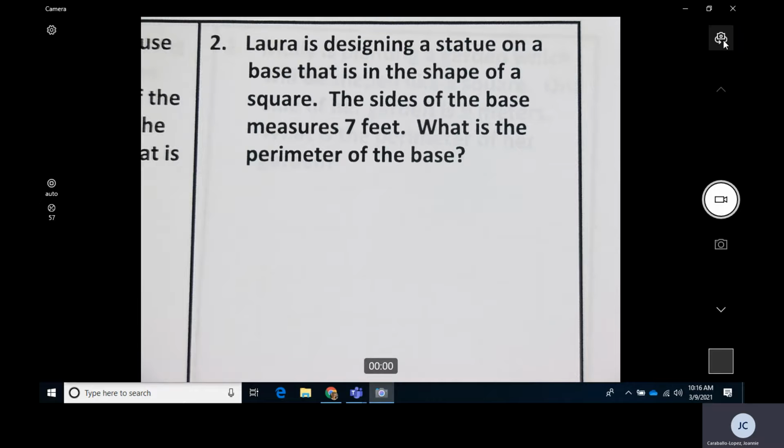What's another way that I can solve this problem? Perimeter equals what? 7 times 4. Very good. So my perimeter is going to be what, guys? 28 what? Feet. Very good.